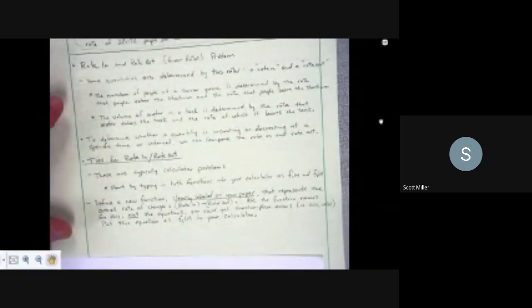Determine whether a quantity is increasing or decreasing at a specific time or interval. We can compare the rate in and rate out. Here are some tips for dealing with these kinds of problems. This problem, by the way, is going to be an AP test question. It is one of your major question types. And here are some things to think about.